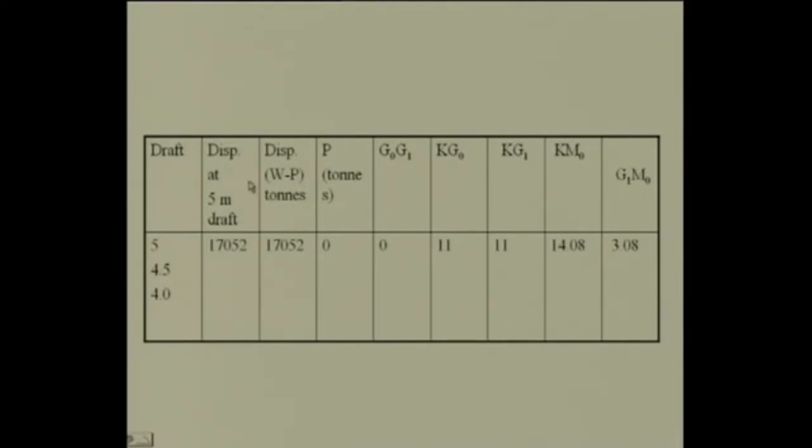Then, okay, in this case, what do we have? We have the displacement given. As you can see in this column, the displacement at 5 meter draft, 17,052, will remain the same all throughout, because it is at 5 meter draft. Then P keeps increasing: 0, it becomes 1800, 2000, 3000, 5000, like that, and therefore W minus P will keep decreasing. The value 17,000 keeps decreasing, going down to, at around 2.5 meter water line, about 8000.